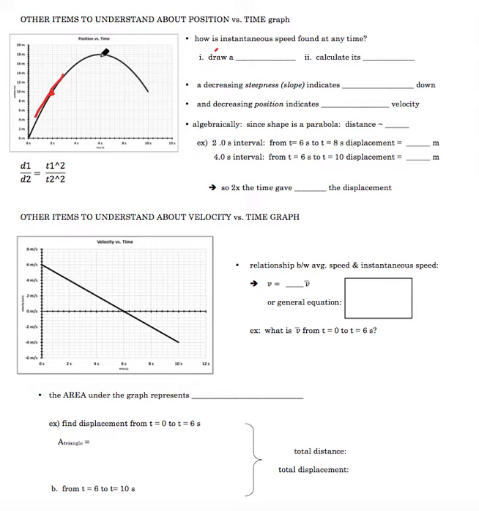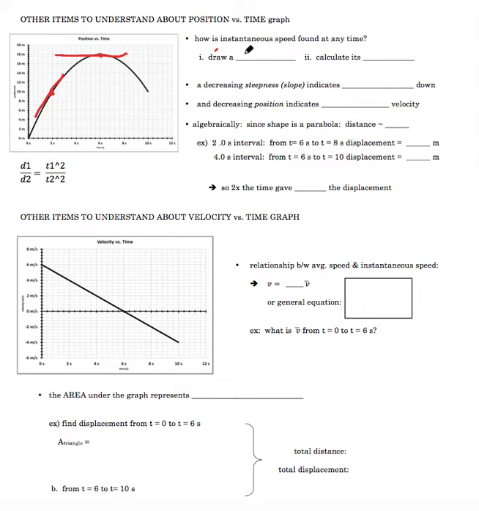If we want to know how fast we're going at the very peak of this graph after 6 seconds, which corresponds to a position of 18, it wouldn't be 18 divided by 6. That 3 would be the average from the beginning to the end. Instead, if we draw a tangent line, we see that tangent line is flat. In other words, we're not moving at that instant.